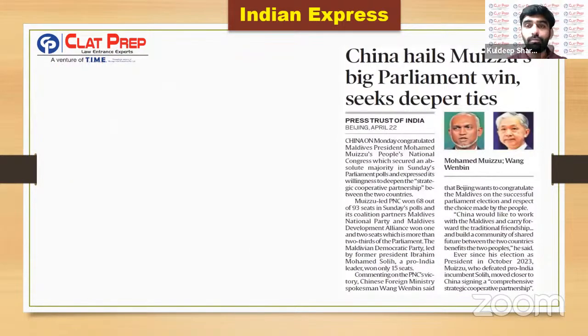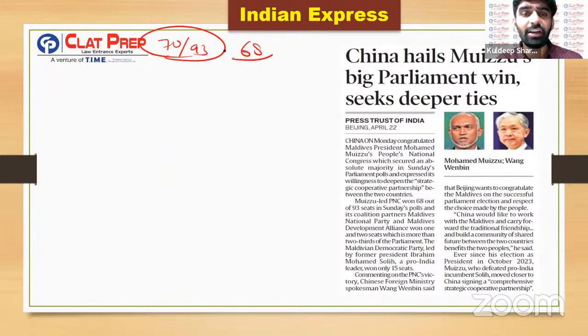Okay, moving on. China has Moizzu big parliament win, with deeper ties. If you may know, it was reported yesterday also. Yesterday it was reported that the party of the president of Maldives has won 70 out of 90 seats. Now it has been reported that he has won 68 seats, which is a huge number of seats. So actually, you can say that he has a super majority in the parliament. And this news is important for you. We have covered it yesterday also.